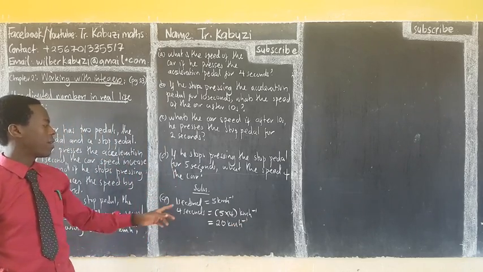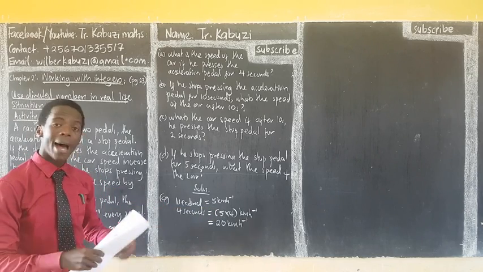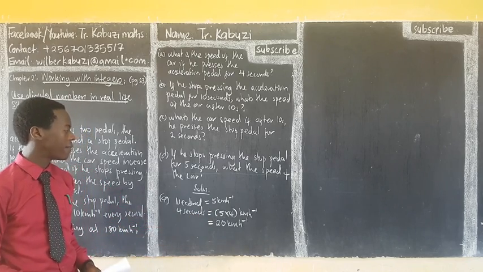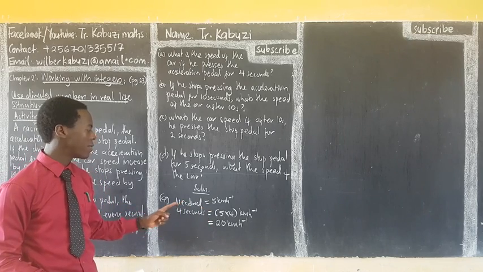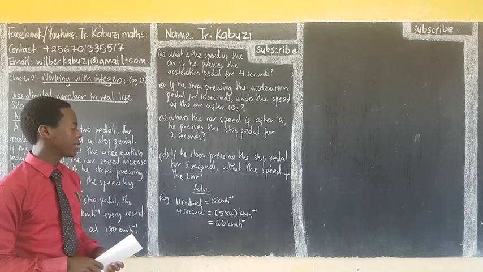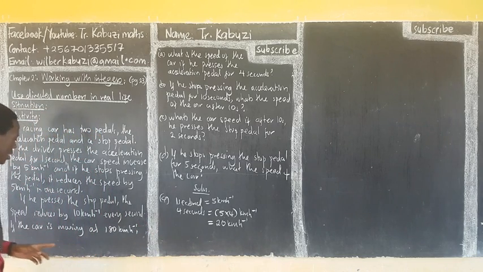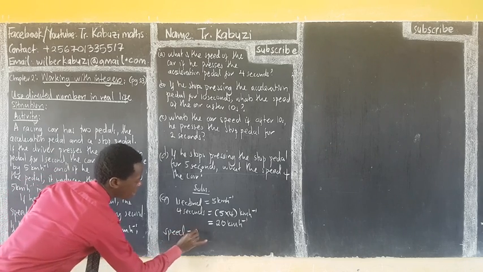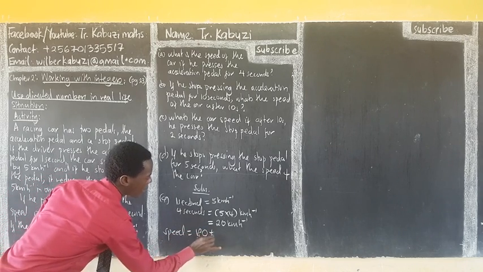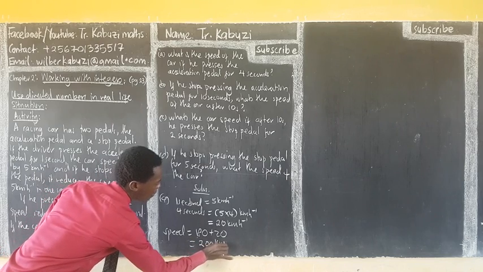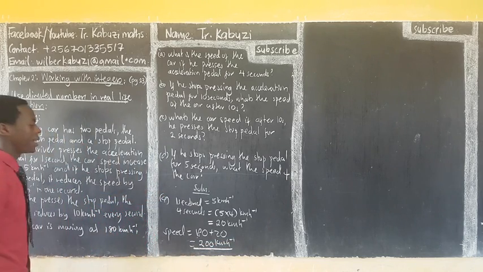Because we say every 1 second the speed is increasing by 5, not to 5. There's a difference between "to" and "by". So after 4 seconds, every 1 second you can just add: 1 second, 5; 2 seconds, 10; 3 seconds, 15; 4 seconds, 20. You can also multiply. Now, because the speed is at 180, we get what it has increased by plus what it was moving at. So this will give us 200 kilometers per hour. That's the speed of the car.